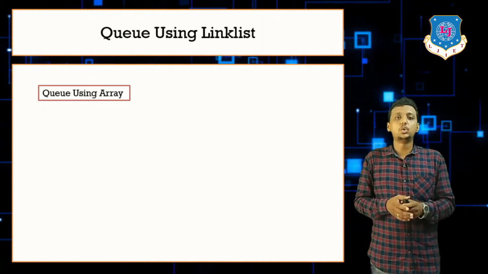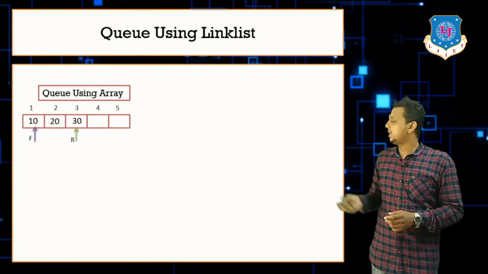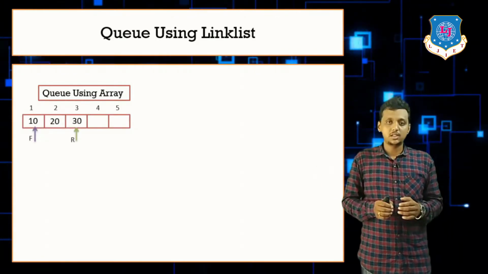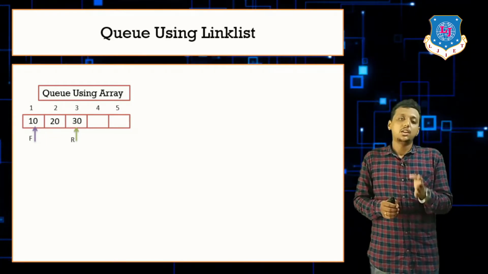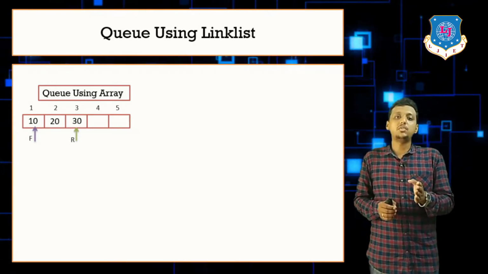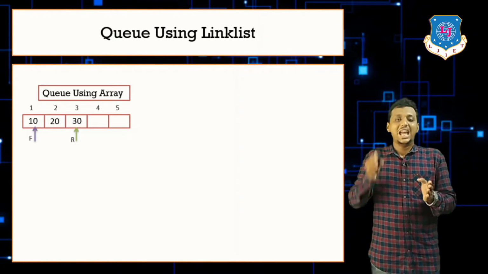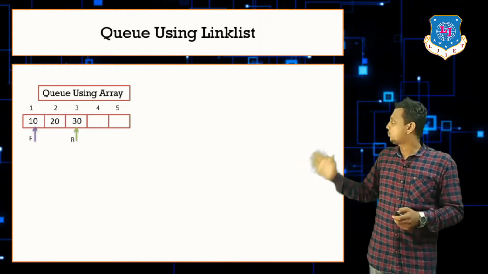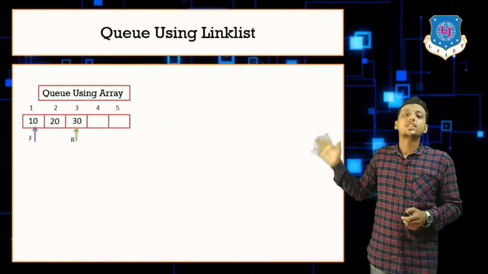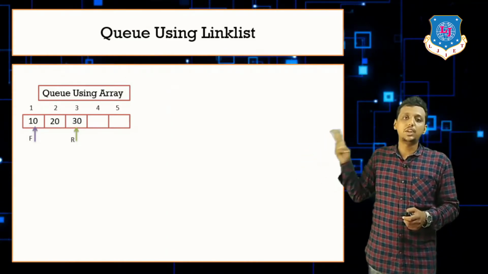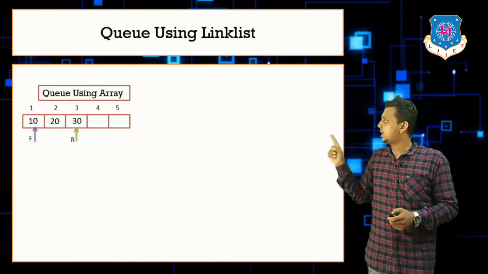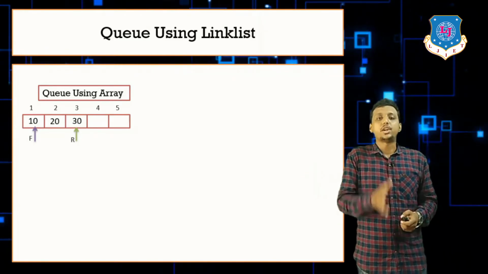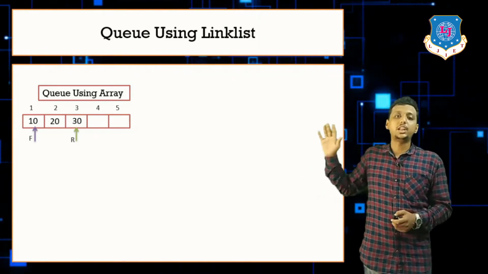If you remember the queue using array, we are representing it with two different pointers. First we have the front. Front is a pointer which is used for the deletion purpose, and rear is used for the insertion purpose. Here I have a total of 5 elements in the queue. Out of 5 size of the queue, we have 3 elements like 10, 20 and 30. So obviously front is pointing at 10 and rear is pointing at 30.